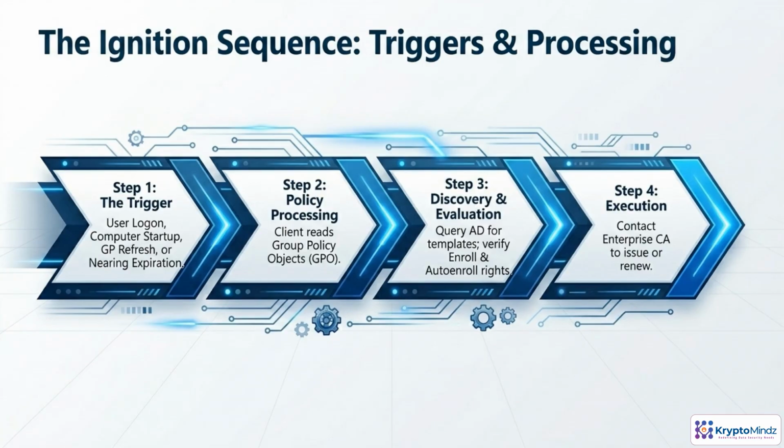Auto-enrollment is always triggered by something. A user logs on, a machine starts, group policy refreshes, or an existing certificate approaches expiry. From there, the client processes group policy to learn which auto-enrollment settings and templates apply. Next, it queries Active Directory, discovers eligible templates, and checks whether security permissions allow enroll or auto-enroll. If everything aligns, the client finally talks to the enterprise CA and automatically requests new certificates or renews existing ones.